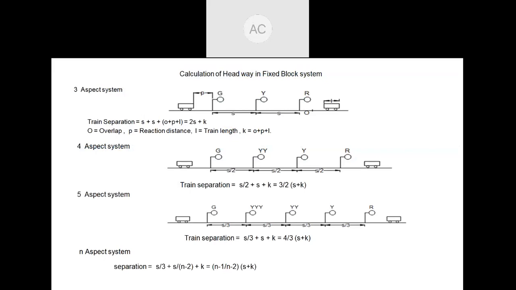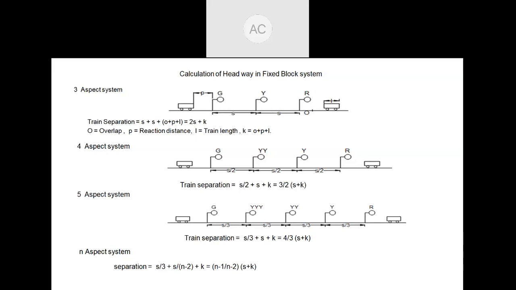So the train separation in this case will be S plus the overlap distance plus the reaction distance. P is the reaction distance and L is the train length. So the train separation will be S plus O plus P plus L, which is equal to 2S plus K, where K is O plus P plus L. I have just put a single symbol for these 3. So that means this is the headway in terms of distance.